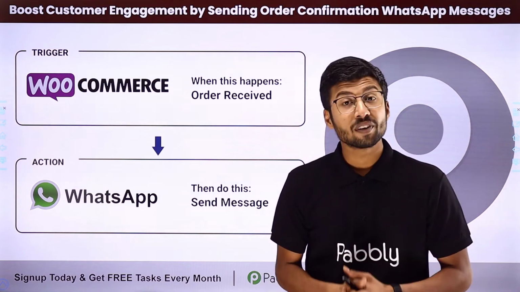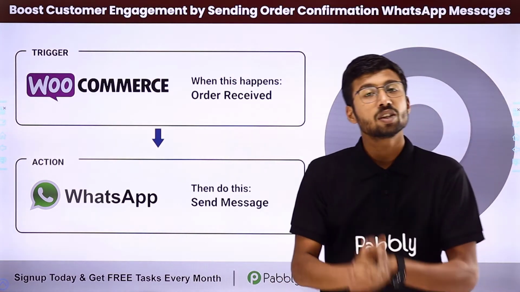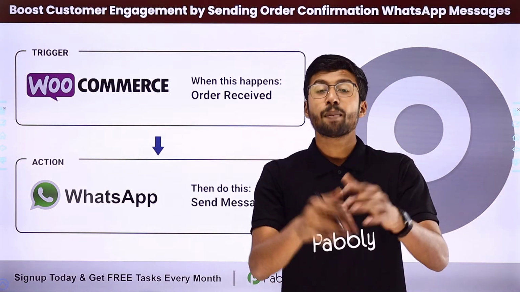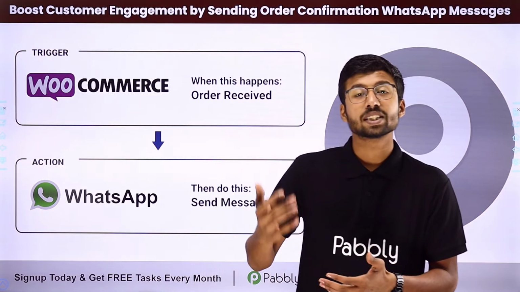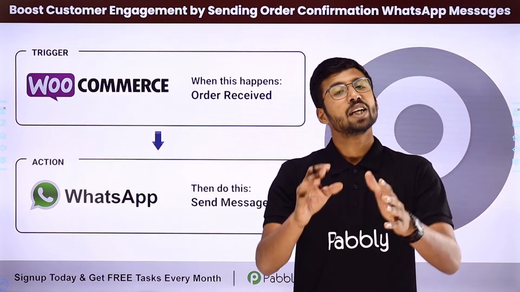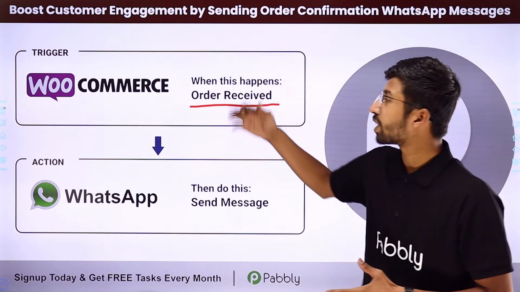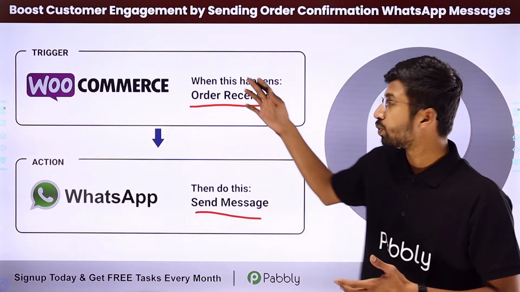So in this video, we will learn how to boost customer engagement by sending order confirmation WhatsApp messages. Now guys, in this video, we are going to discuss an automation by which, whenever you receive a new order, you can automatically send a WhatsApp message as a confirmation to the customer who placed the order. We are taking the example of WooCommerce: whenever we receive a new order in WooCommerce, automatically send the order confirmation message on WhatsApp to the customer.